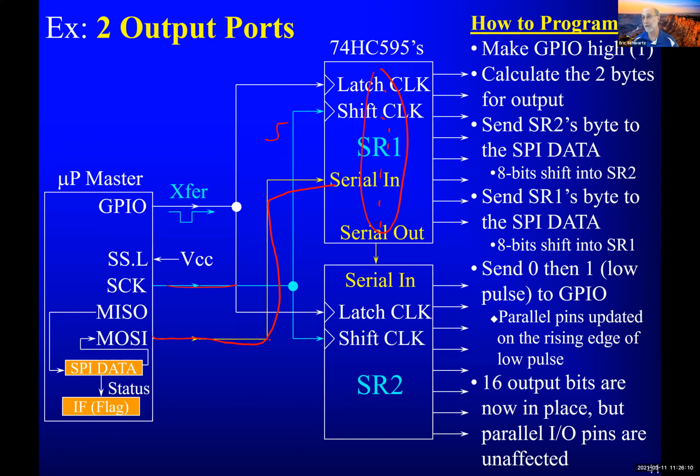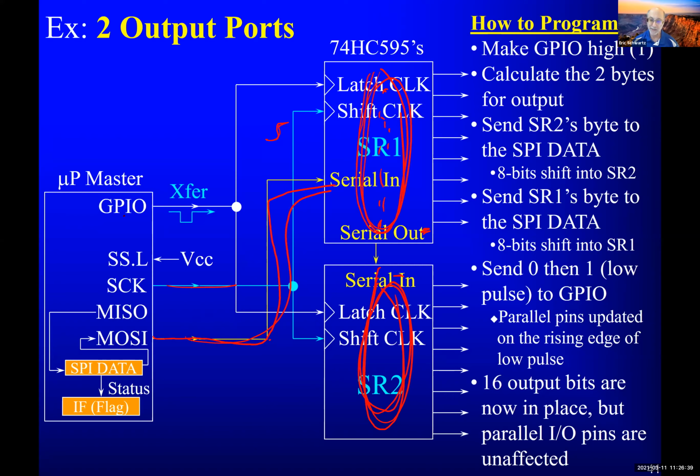So then you store another byte to SPI. What I've got here is the serial output going to the serial input of the other. So when we get 8 more clock edges, the bits that were here will end up here, and the new bits will then fill up this first shift register. So at the end of 2 SPI cycles, we've got 8 bits in here and 8 bits in here. The first 8 are now in here, and the second 8 are here.